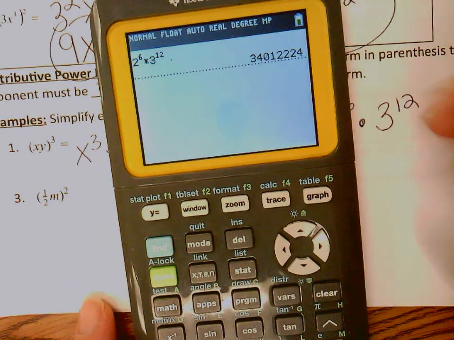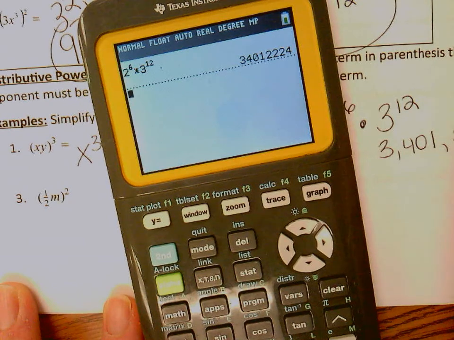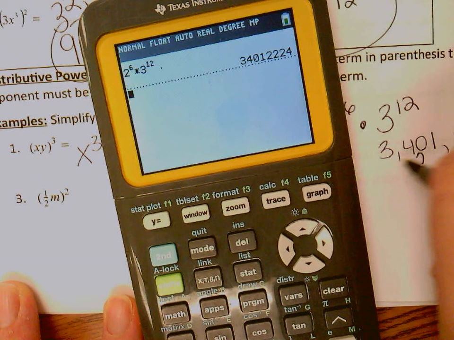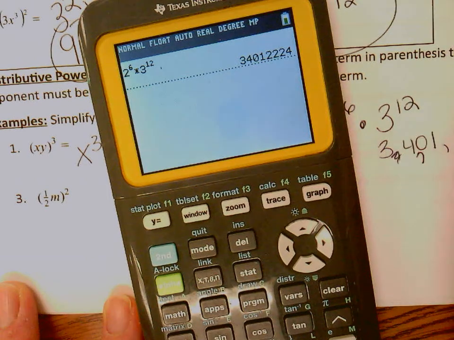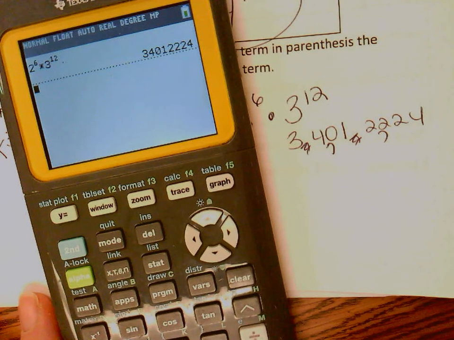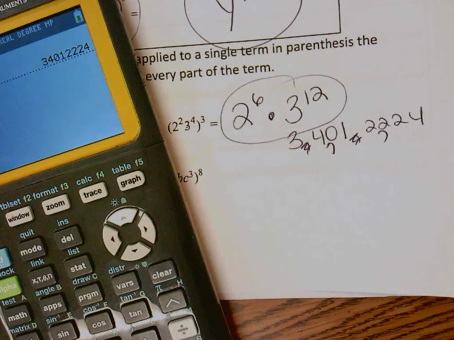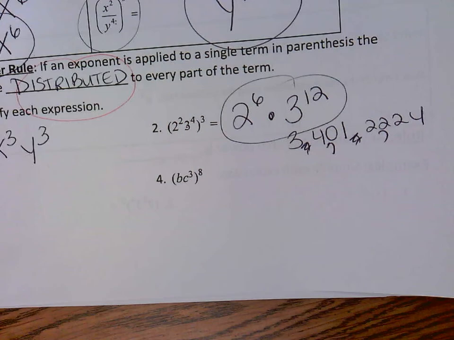3,401,000. Oh no. 2224. I should have said 34 million. Oh, big number. 3,401,2224. So I would just leave it. We're just practicing exponent rules. You can do that one without a calculator. So we're just practicing distributing it. Even when it's a constant, you can leave it as exponents there.